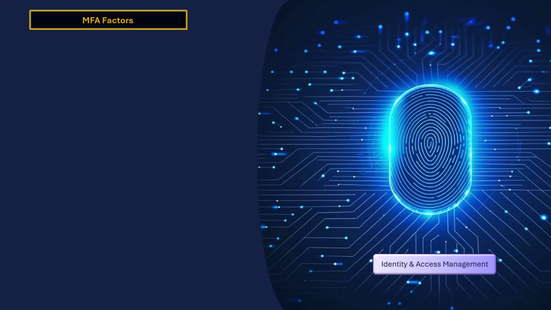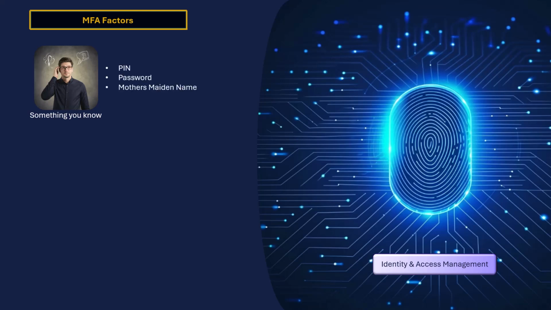Let's take a look at some MFA factors. First, something you know. This is something committed to memory, such as a password or a PIN, or personal information only the authenticating person would know.